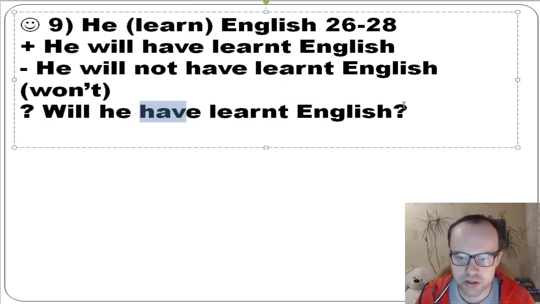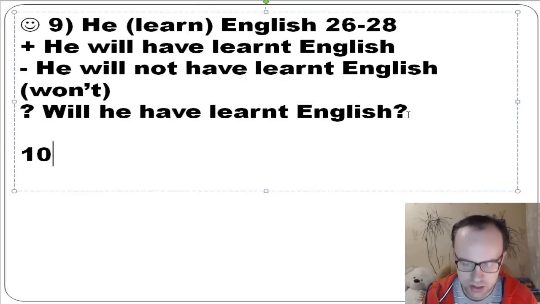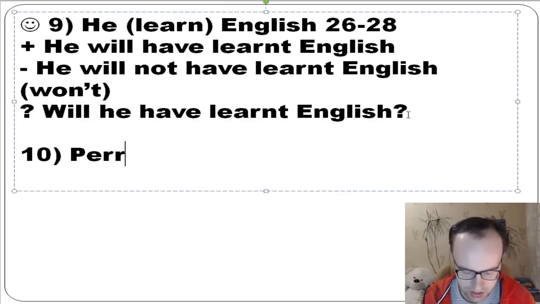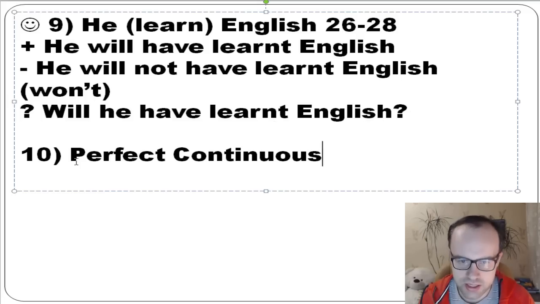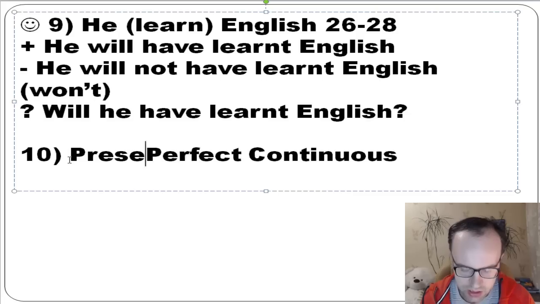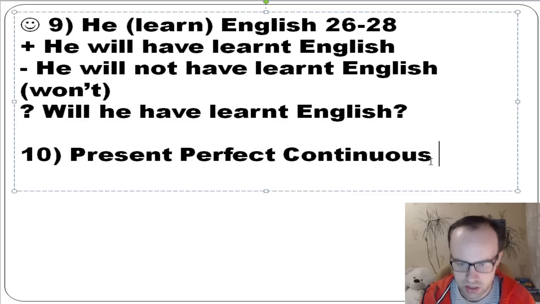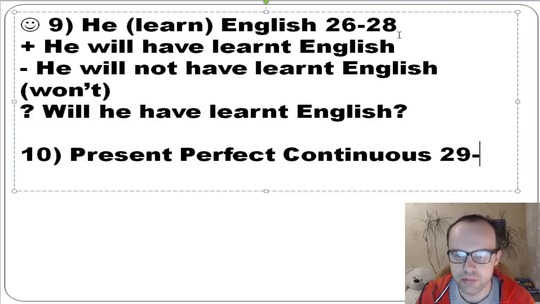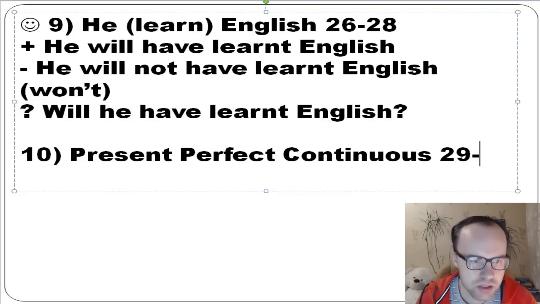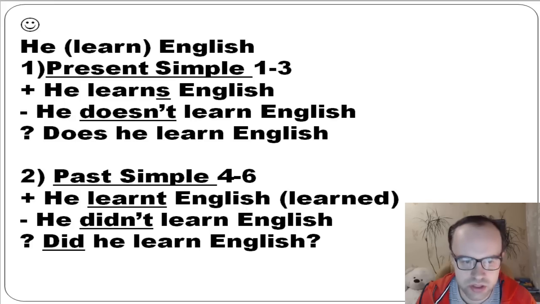Okay, so very good. And the last group, we call this group perfect continuous. Perfect continuous. And let's start with the first tense, present perfect continuous. Okay, so I think it's a good idea. So I think that everything is okay. We just need to make sure that the numbers are correct.